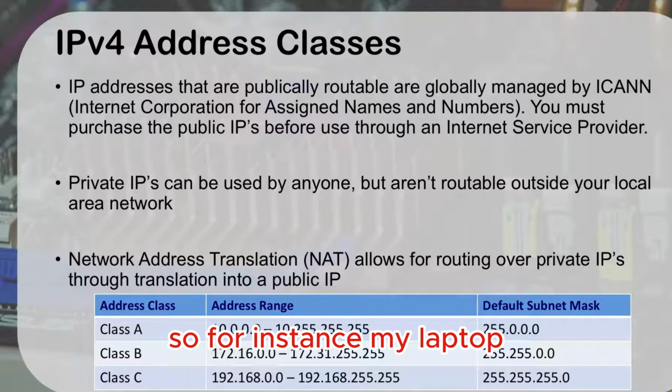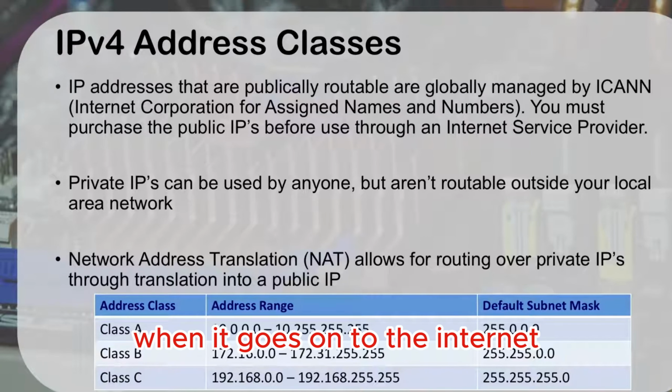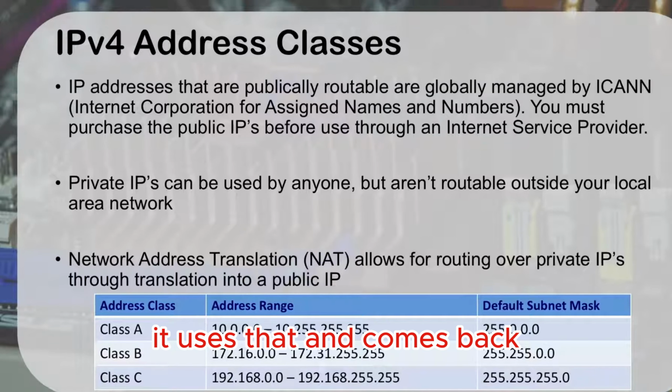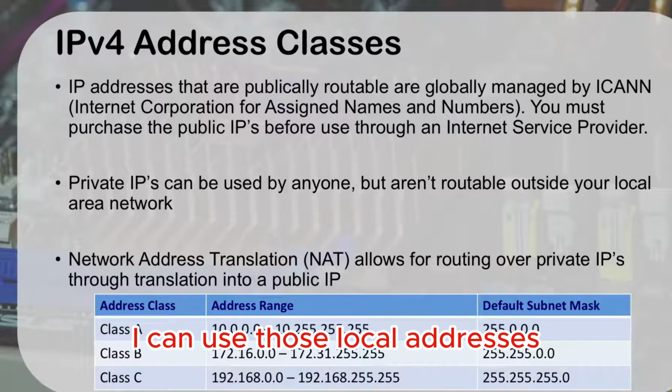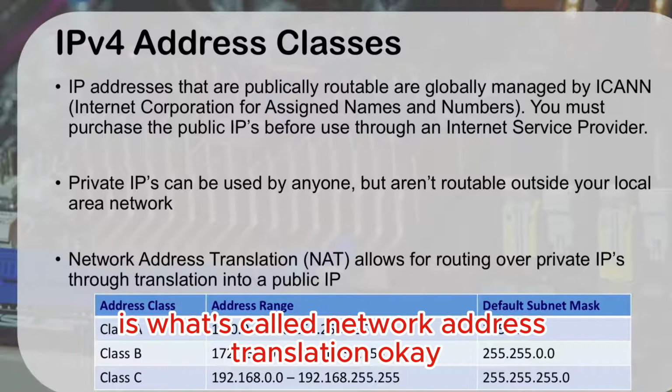So for instance, my laptop, if it's using the private IP of 10.1.1.2, when it goes onto the internet, it needs a public-facing IP, which is from Verizon. It uses that and comes back. But if we're going to talk here locally, I can use those local addresses. And the way we do that is what's called network address translation, okay?